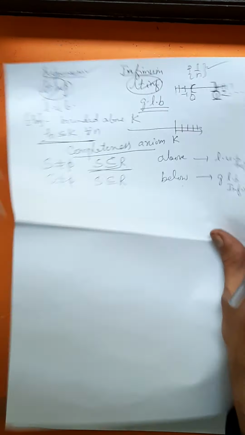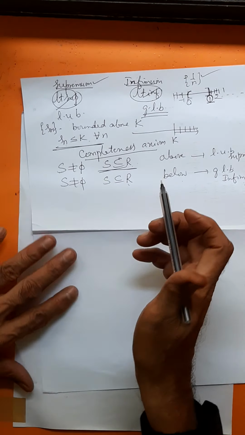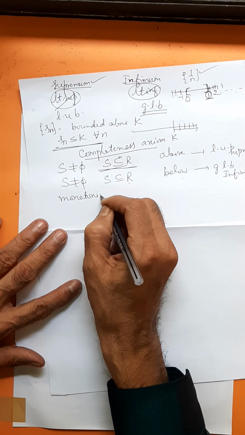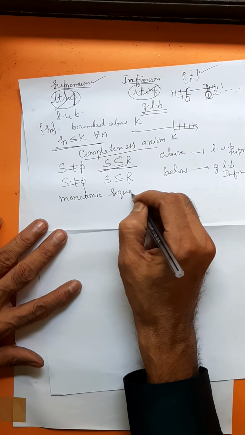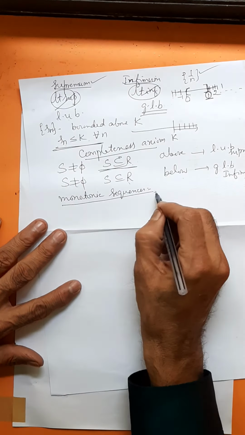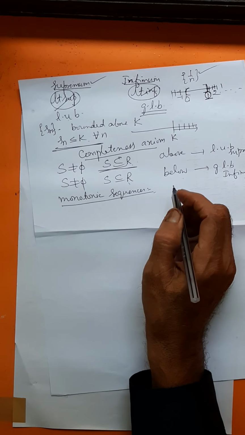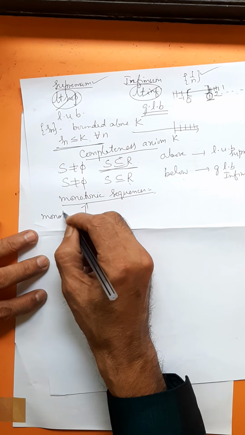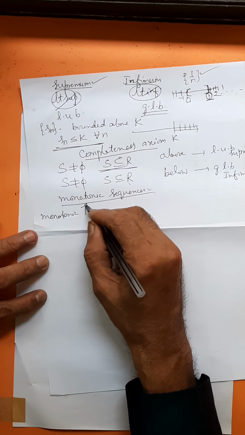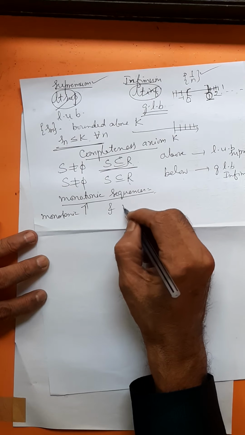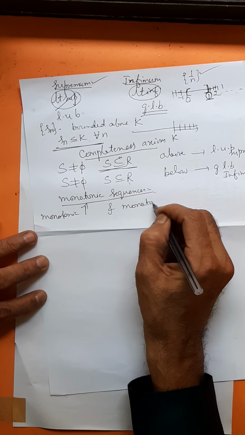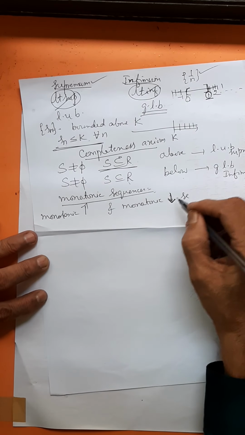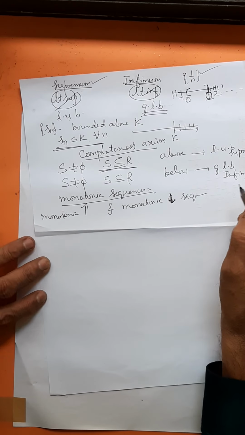Next, I just added 2 more definitions here before the theorem. Monotonic sequences. Okay, monotonic sequence, there are 2 types. One is monotonic increasing, upward arrow, increasing. And monotonic decreasing sequences, downward arrow, decreasing sequence.